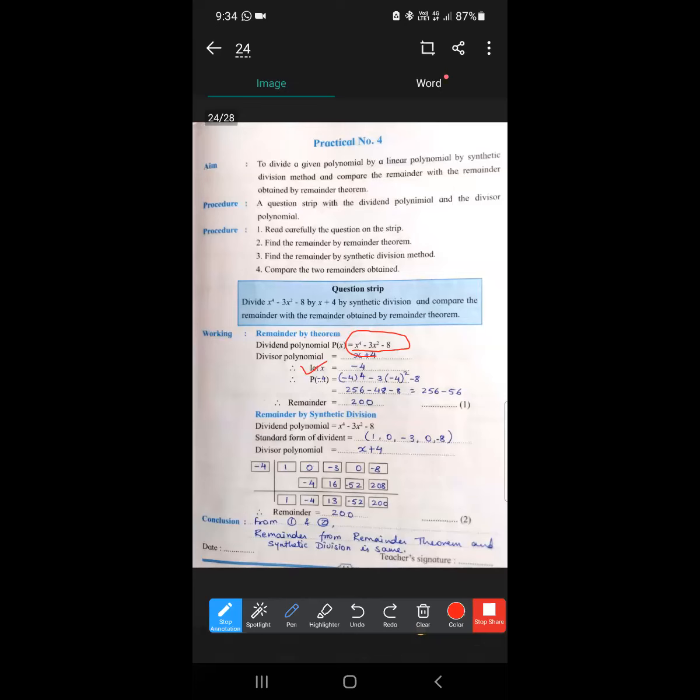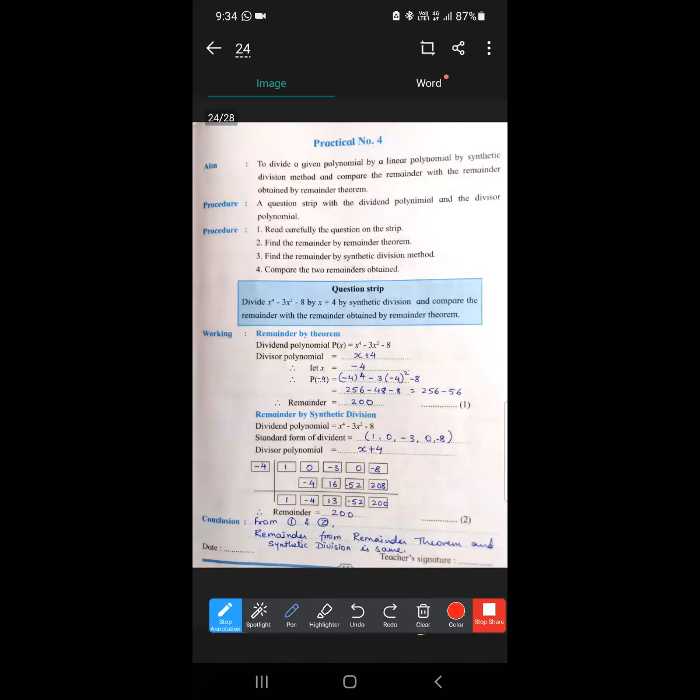Now this remainder, whatever you have got over here, is by the remainder theorem. They have told us to find the remainder by the remainder theorem, also to find the remainder by the synthetic division method, and then compare the two remainders. So first of all, we have got the remainder by the remainder theorem, that is 200. Mark it as 1. Now the remainder by synthetic division.